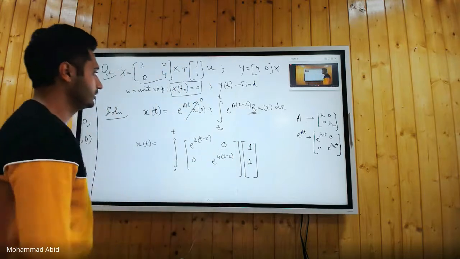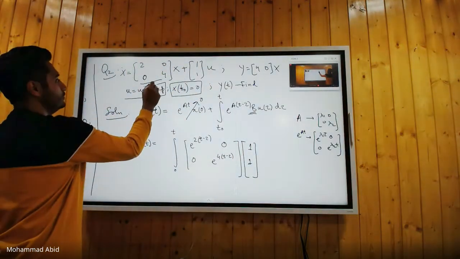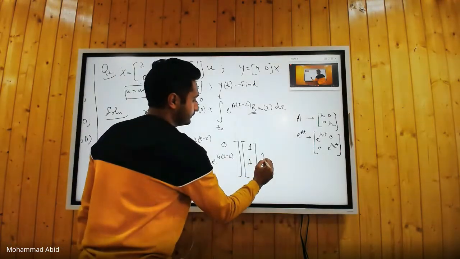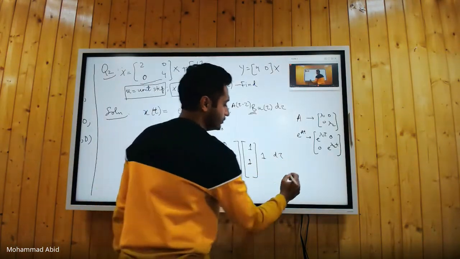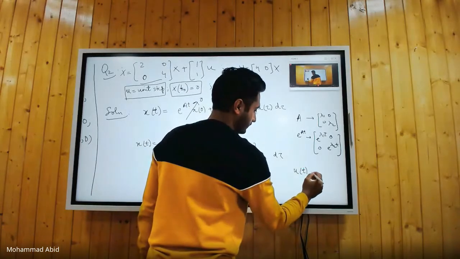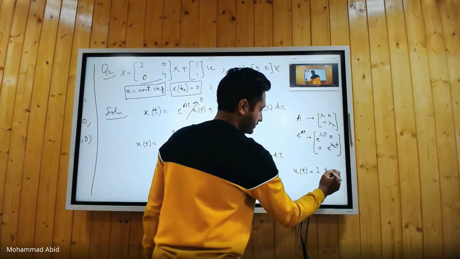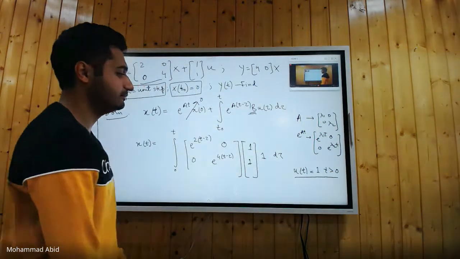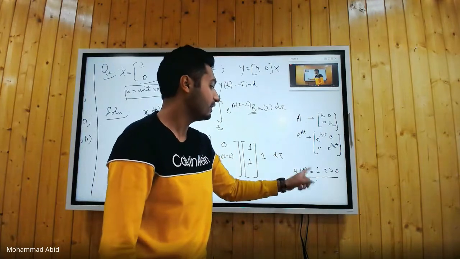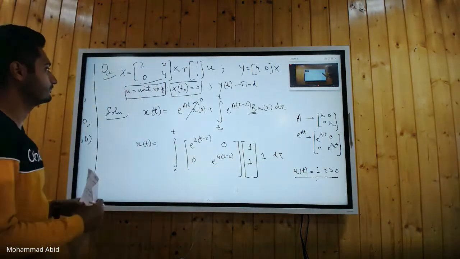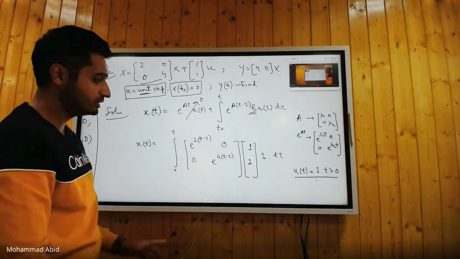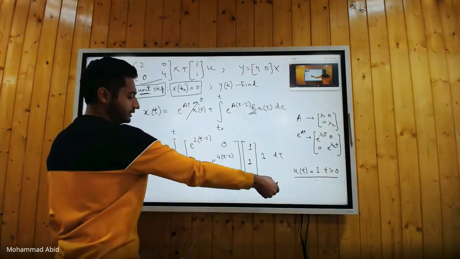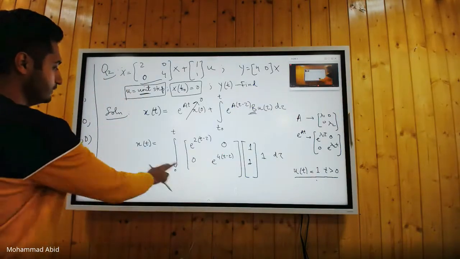Times the u of tau. u is a unit step. That will be taken as 1, because for a unit step, u of t equals 1 for t greater than 0. You know this for a unit step. As time increases beyond 0, the value is 1. Why is it 1? Because it's a unit step. The input is a unit step, that's why it's equal to 1. So you have to just multiply with 1. So you have to evaluate this integral. That will give you x of t.